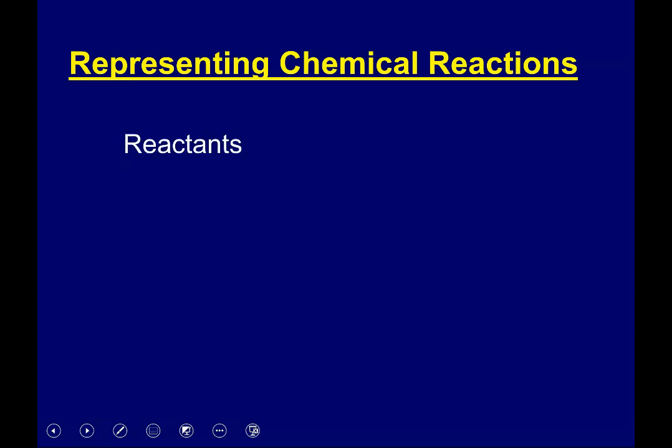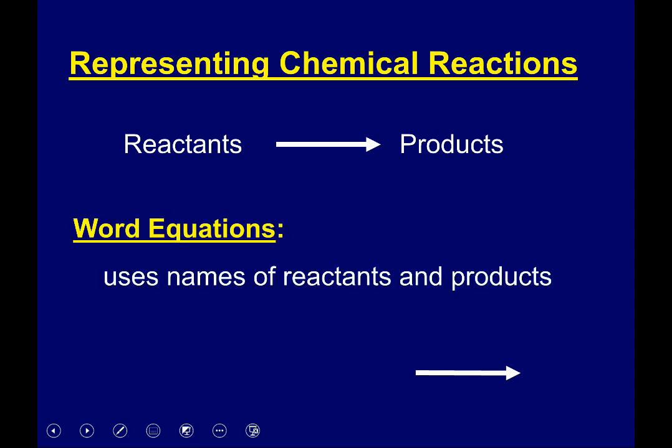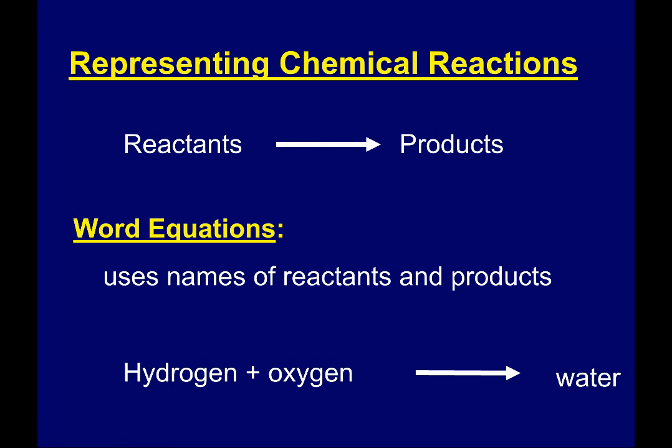The way that we represent a chemical reaction is reactants, arrow, products. I got that sequenced a little wrong. So reactants on the left, products on the right, with an arrow in between. That's how you model a chemical reaction. Word equations use the written names of reactants and products. For example, hydrogen plus oxygen gives you water, and this is a good spot to pause and try and catch up, all right?